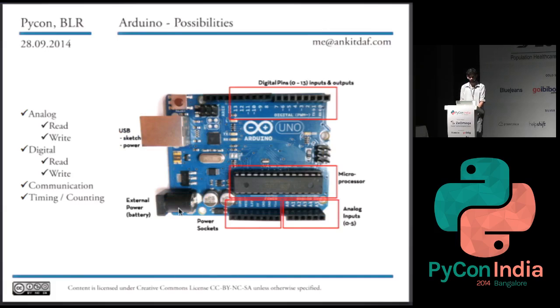So for those who have not worked with the Arduino before, the Arduino has a bunch of functionality. So you can basically read and write analog and digital signals. Essentially anything that is a continuously varying or a binary varying physical quantity gets converted to an electrical signal. You read it, so you can do both analog and digital. You can also set up networks of devices. There are a few communication protocols which I will come to. You can also use it for timing or counting signals.